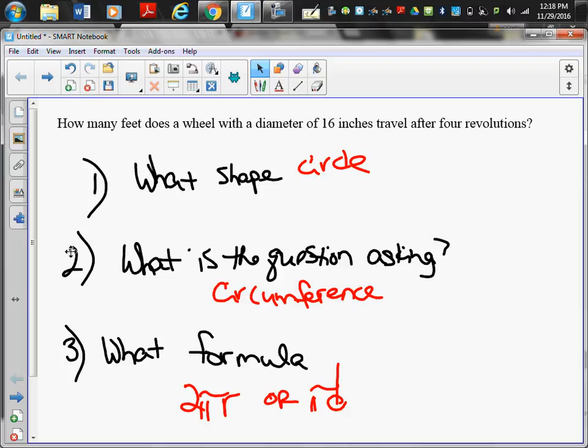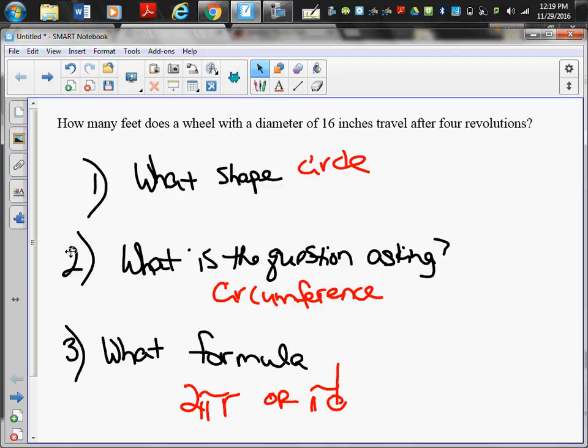Mr. Richardson, what am I going to have to do? We have our formula for circumference. We know that it tells us it's going around 4 times. We want to know how far it went. So what do I have to do? Figure out the circumference and times by 4. So I have to figure out the circumference. That tells me how far it went one time, and then multiply it by 4.